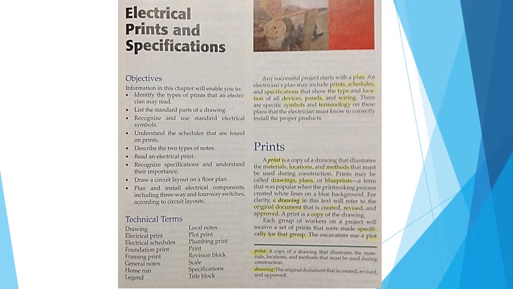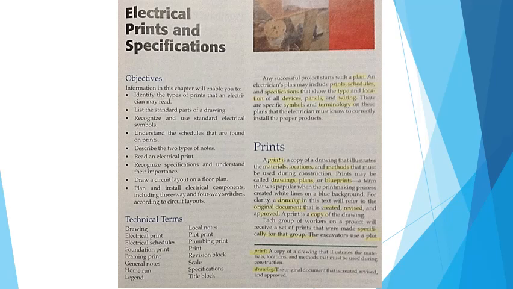used during construction. Prints may be called drawings, plans, or blueprints, a term that was popular when the printmaking process created white lines on a blue background. For clarity, a drawing in this text will refer to the original document that is created, revised, and approved. A print is a copy of the drawing.